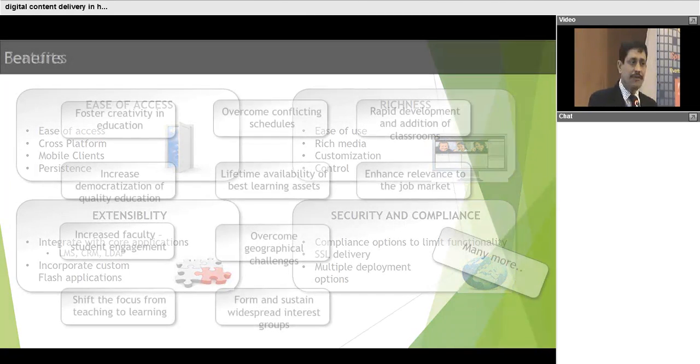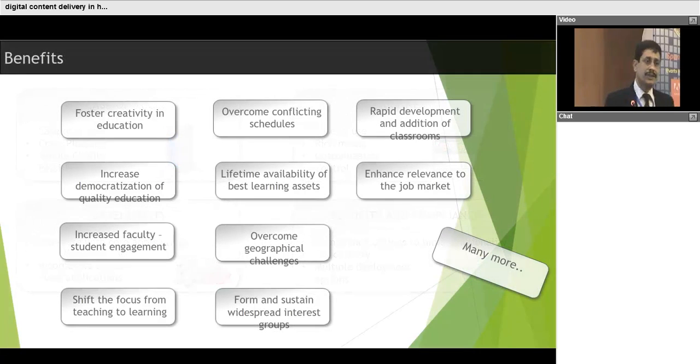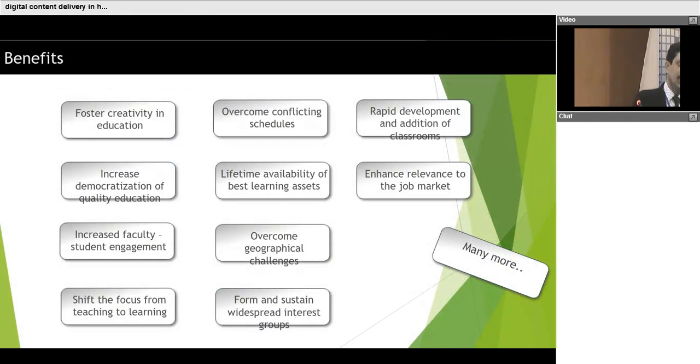So after looking at what digital infrastructure, digital communication and digital content mean in terms of delivering education, these are some of the benefits which would accrue to the whole environment. Yes, it fosters creativity. As we said, creativity is becoming very important. It is said that it is no more an elective, no more a choice. It is mandatory. It democratizes the whole education system.